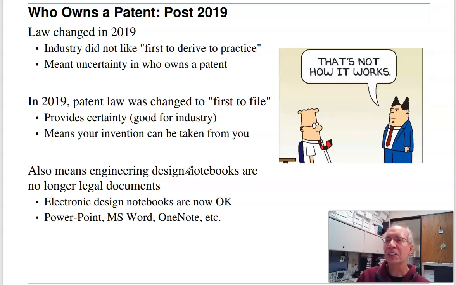So in 2019, companies lobbied and actually did change the patent law from first to drive to practice to first to file. This provides certainty, which is good for industry, but it's kind of bad for engineers. It means your boss can take your invention from you. Whoever files gets the patent. It also means that design notebooks are no longer legal documents, so electronic documents are now okay, meaning that we can now start using things like PowerPoint, Word, OneNote for your design notebooks.